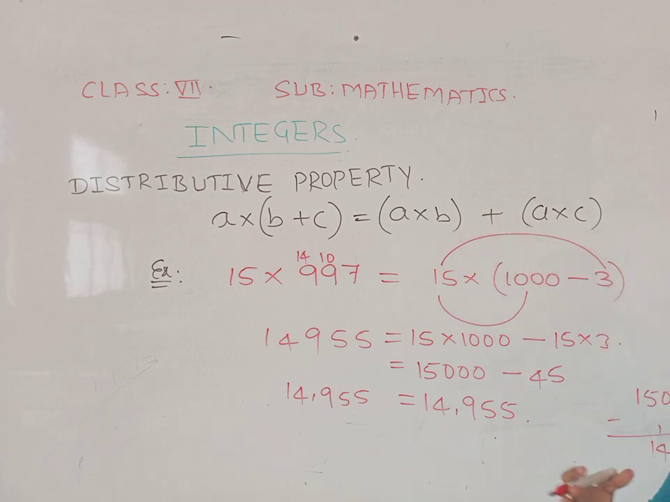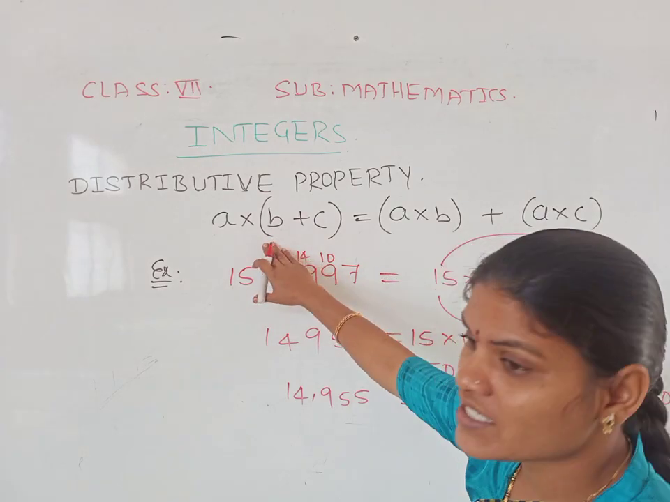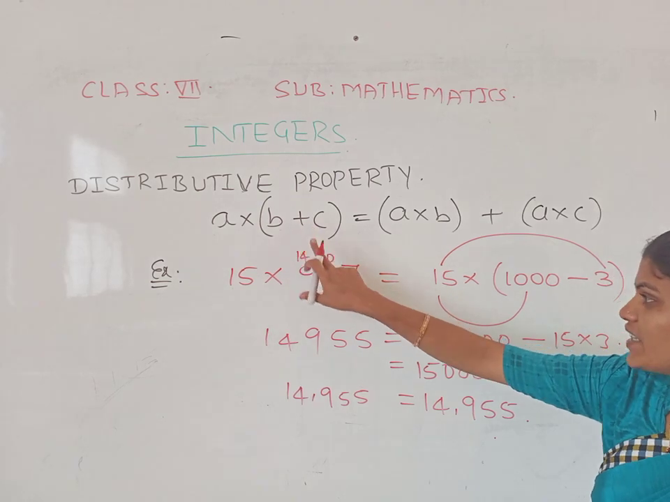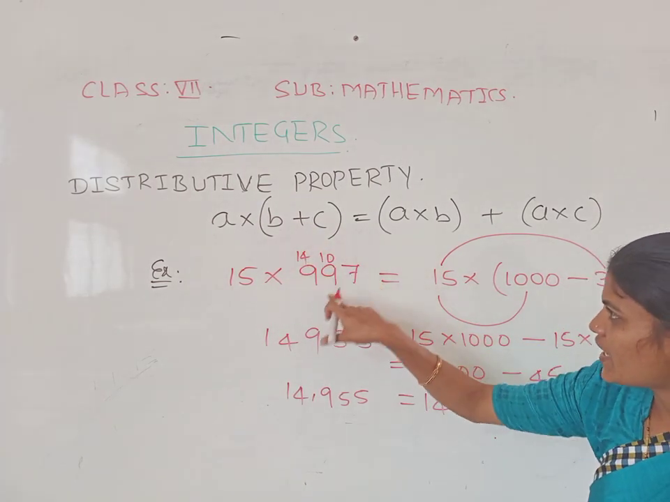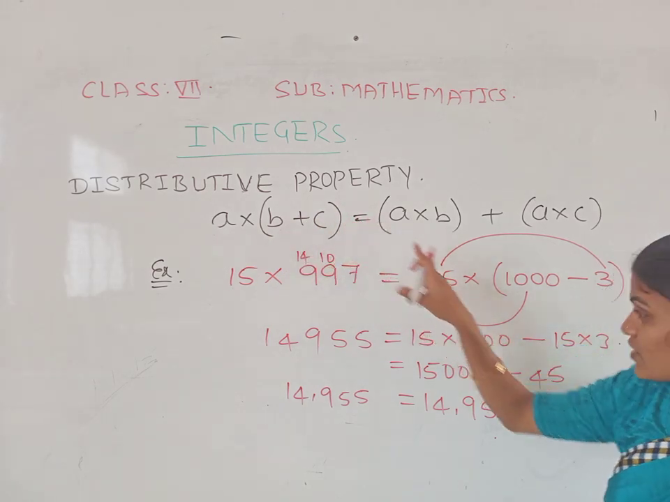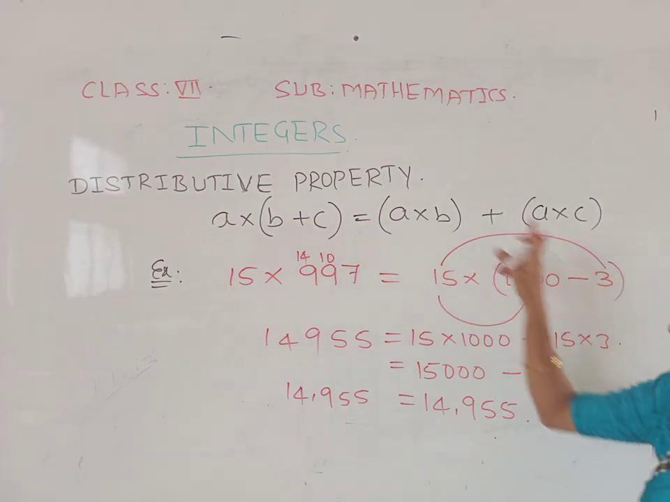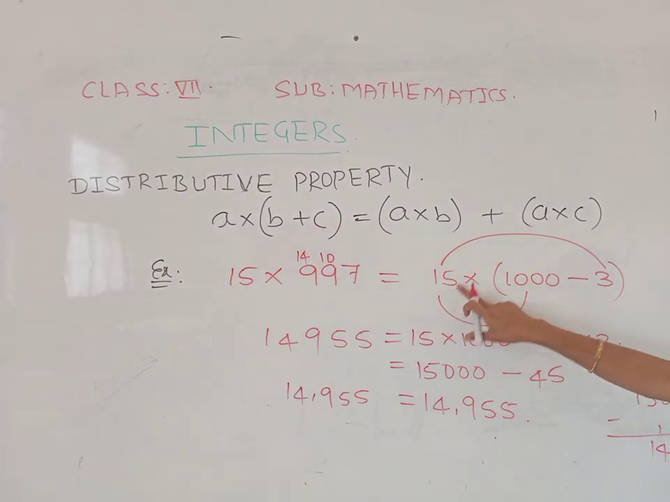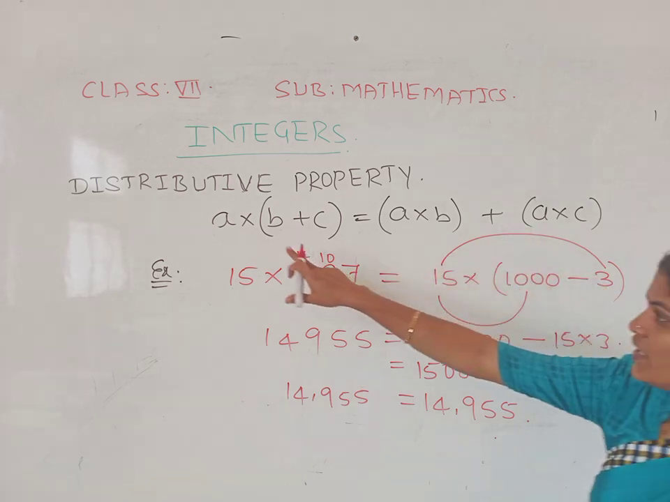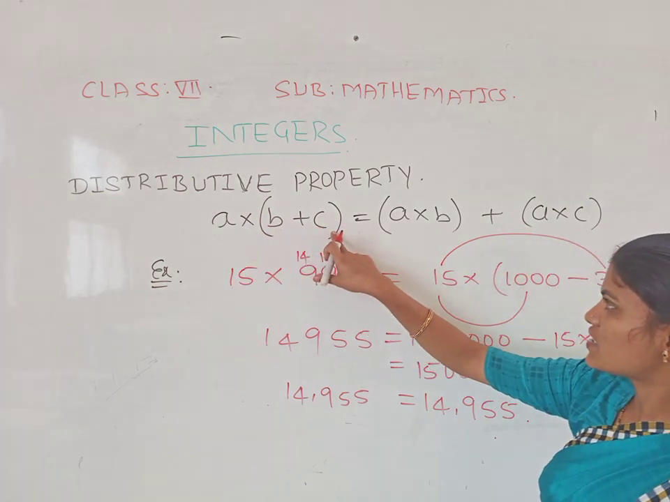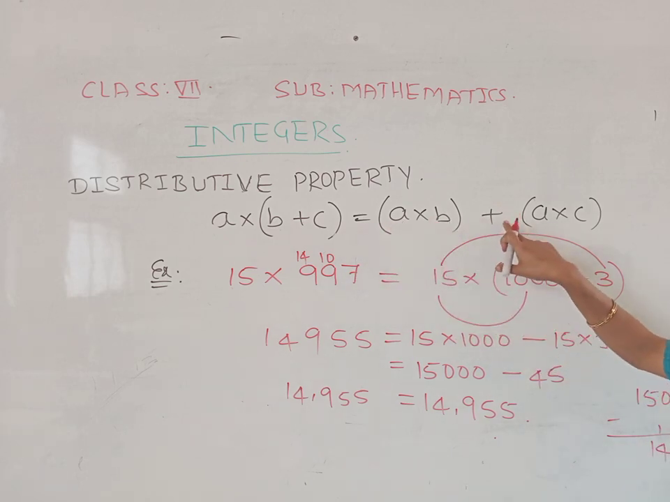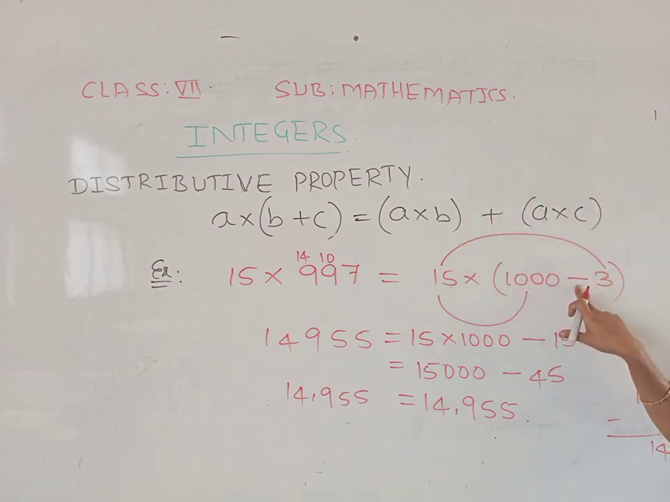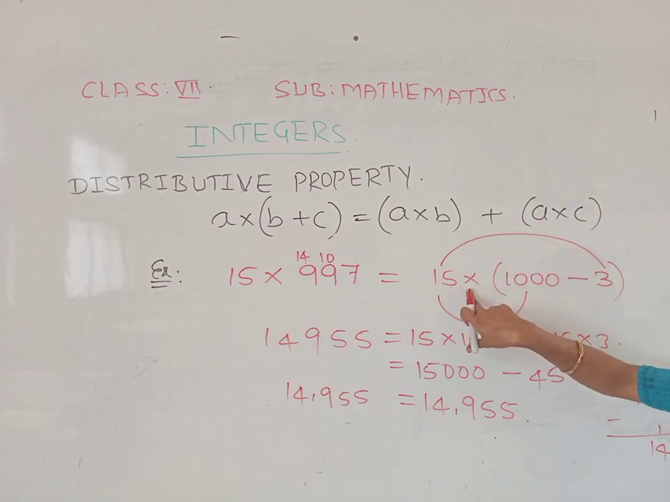Yes, come to our next statement, that is distributive property under subtraction. We have to split this number as b minus c. Now we have taken 1000 minus 3, same like that way, b minus c. What have we done here? A into b minus a into c. Here what we have to write? A into (b minus c) is equal to what? A into b minus a into c. Clear? So this is the distributive property under subtraction over the multiplication.